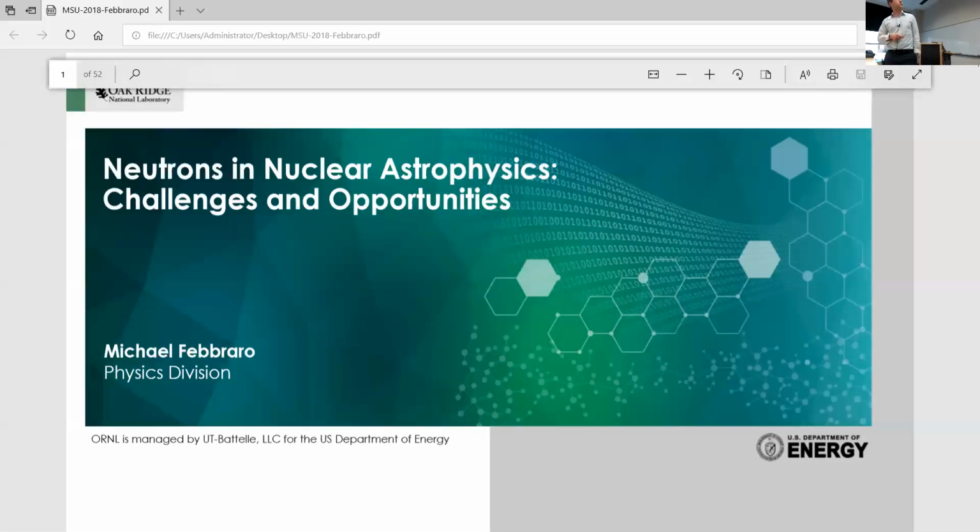Here's just some pictures for those of you interested, liquid scintillators and various types of detectors that we work on down at Oak Ridge.